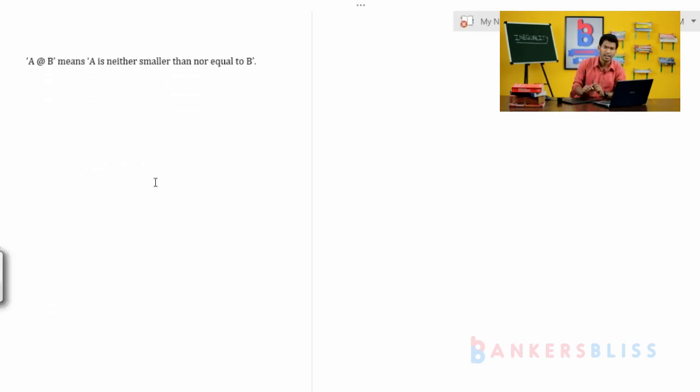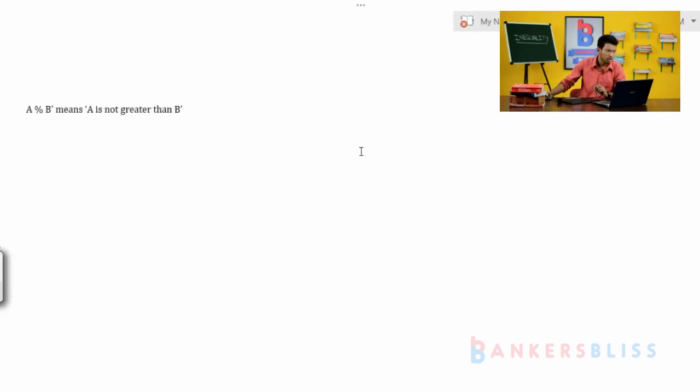A at the rate B. Again, what will I do, guys? Just write the at symbol. Is it clear? For the at symbol, what is the next step? Write greater, lesser and is equal to. It means neither smaller nor equal, so cancel the smaller and cancel the is equal to. What is remaining? Greater. Clear, guys? At the rate is greater.